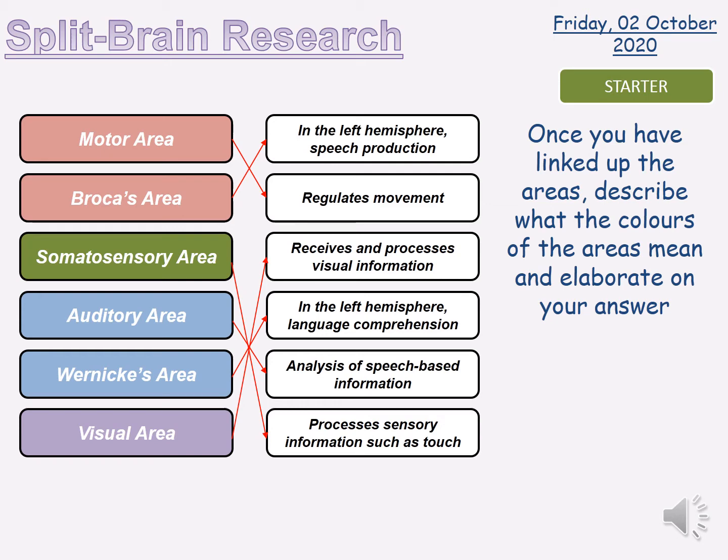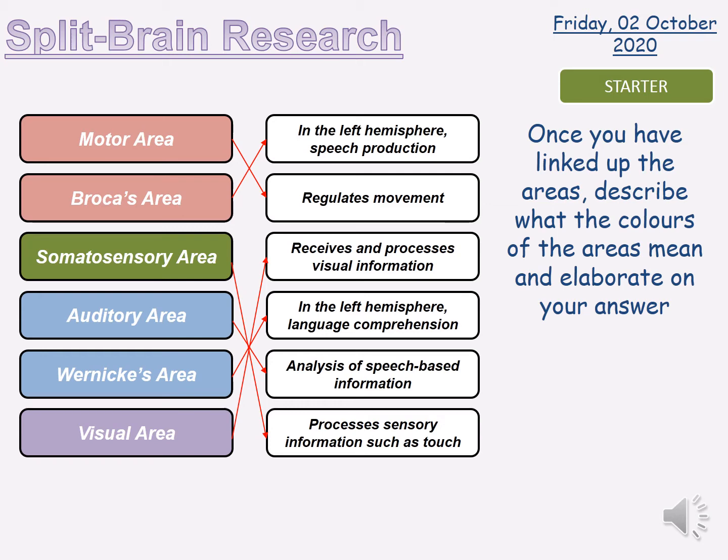The auditory area is an analysis of speech-based information. Wernicke's area is in the left hemisphere and is chiefly for language comprehension. And the visual area is in the back of the brain in the occipital lobe, and it receives and processes visual information. Something that I'd like to point out is the colour codes correspond with different lobes.